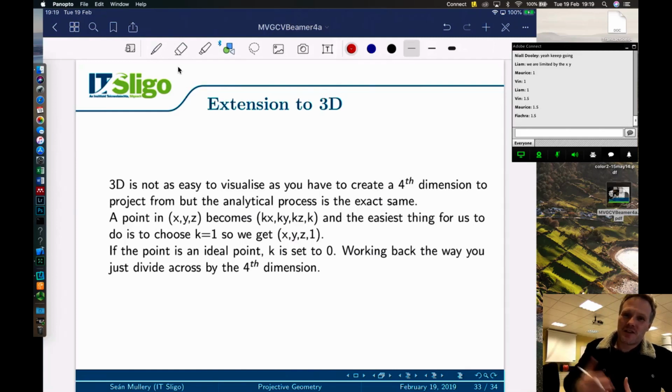It's much more tricky to understand, but in terms of the maths, it's exactly the same. There are no problems here. So 3D is not as easy to visualize, as you have to create a fourth dimension to project from, but the analytical process is exactly the same. A point in 3D, x, y, z, becomes kx, ky, kz, k. And the easiest thing for us to do is to choose k equal to 1, because we've got x, y, z, and 1, and we deal with it in that form. If the point is an ideal point, k is set to 0. Working back the other way, you just divide across by that fourth dimension, and once again you've got your ideal points.